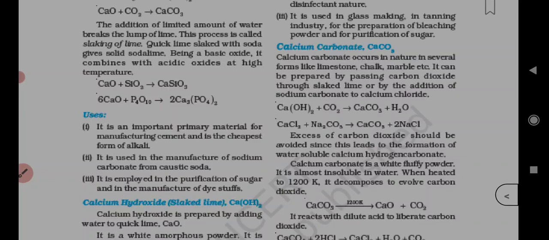When heated to 1200 Kelvin, calcium carbonate decomposes to evolve carbon dioxide. So when you heat it, it releases carbon dioxide and forms calcium oxide. Calcium oxide is what? Quicklime. So vice versa, we decompose it in a rotating kiln at about 1200 Kelvin.